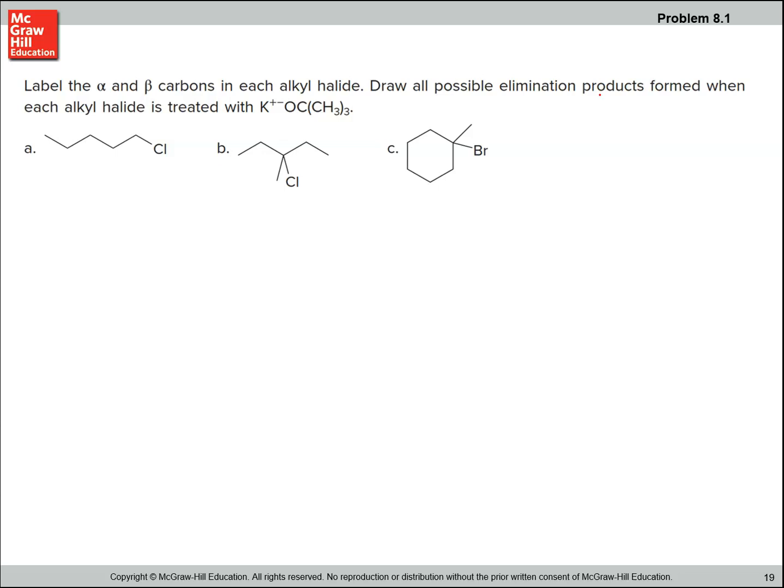So pause here, get a piece of paper out, try to do these questions, and what I'm going to do is, when we meet again, I'll go through some of these answers with you just to make sure you're on the right track.